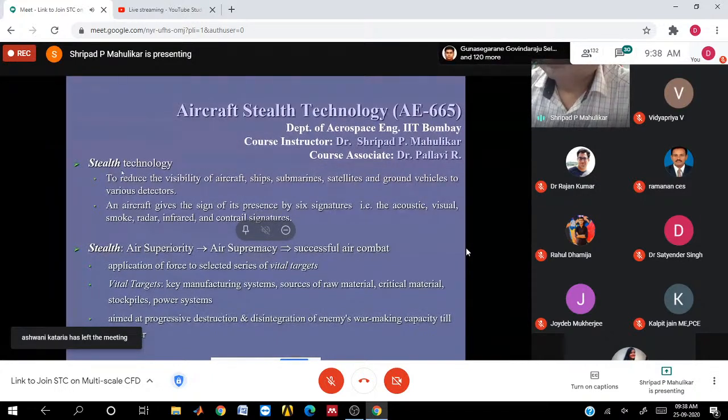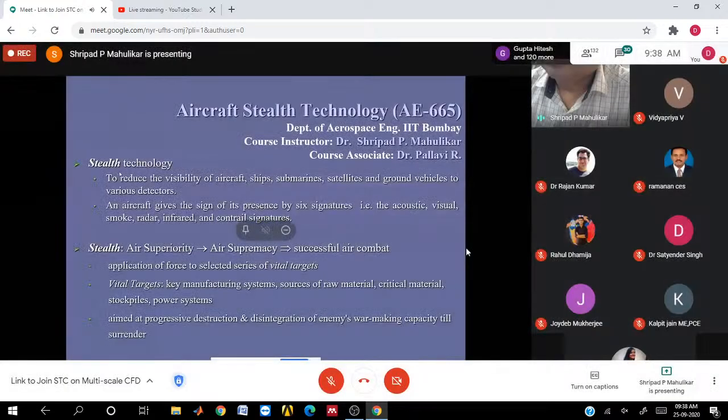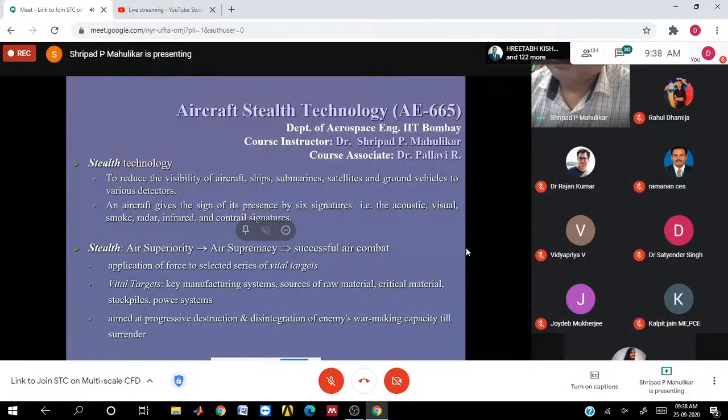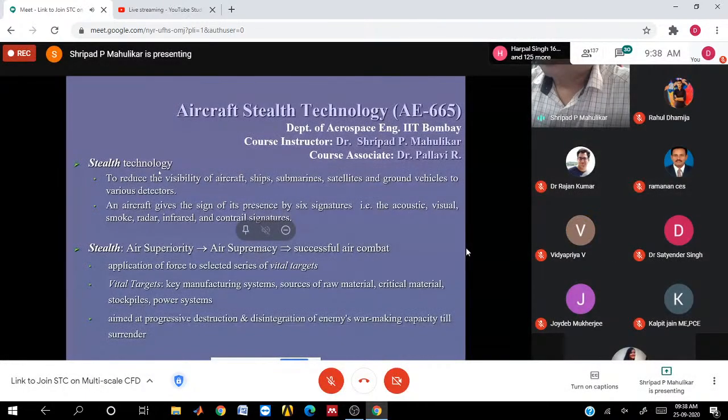But it took experience in warfare to realize that these basic principles of stealth, which have been used for several years, several centuries maybe, in operation, should also be incorporated at the design stage itself. So that is the aim of stealth technology: how to address stealth issues at the design stage itself, and how to incorporate the basic principles of stealth in operation.